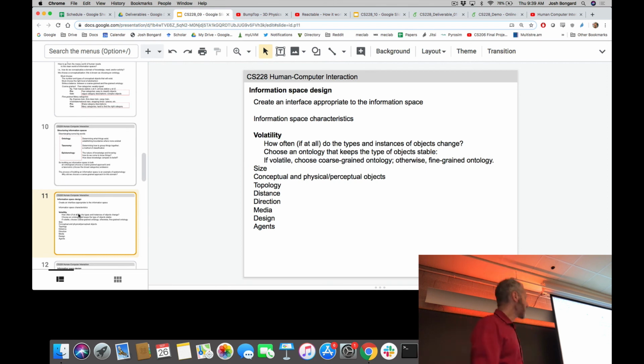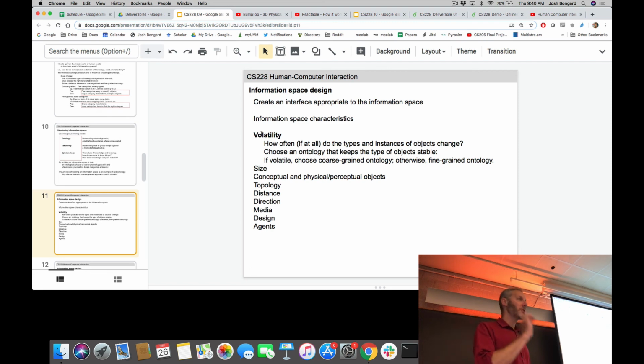Okay. Let's talk about information spaces now and talk about their characteristics. And we're going to do this like when we talked about non-functional requirements for code. We're going to have a list of some of these things. And information spaces are often very abstract things, so we want to try and nail these down and talk about various aspects of information spaces.